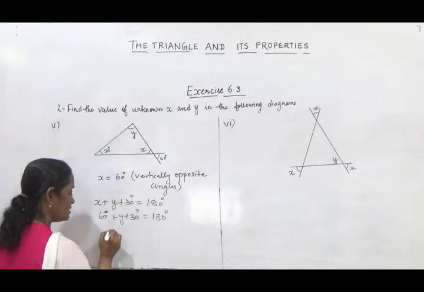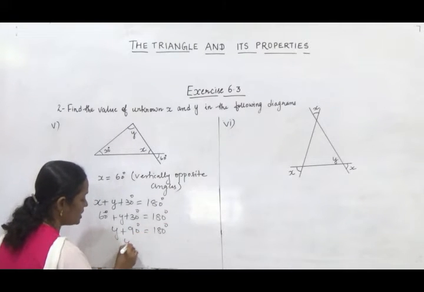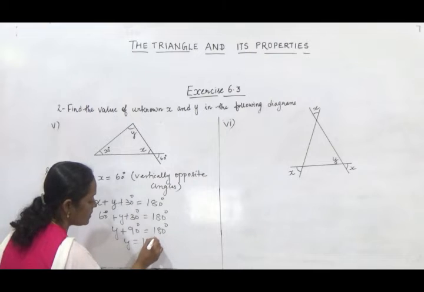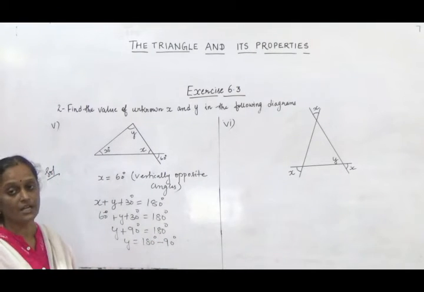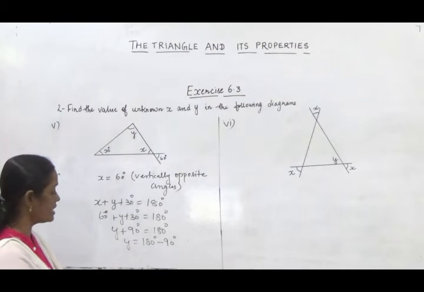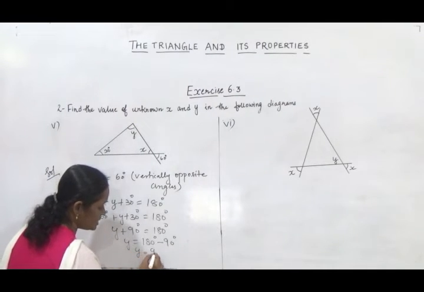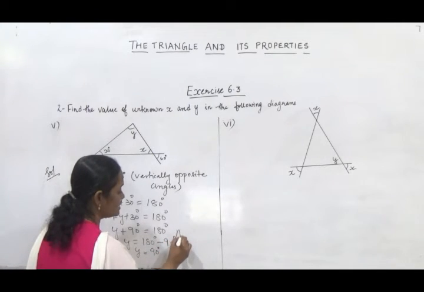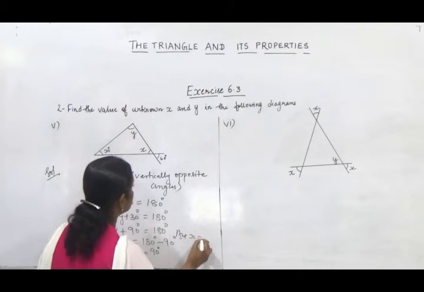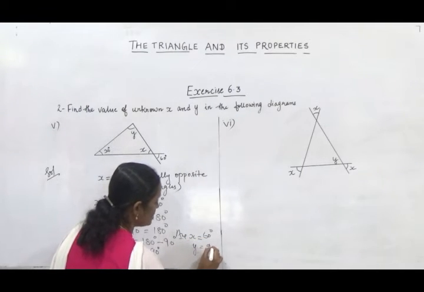That is y plus 60 plus 30 is 90 degree is equal to 180 degree, or y is equal to 180 minus 90. We have transposed plus 90 to the RHS, it becomes minus 90. So what is the value of y? Y is here 180 minus 90, it is 90 degree. So the answer is x is 60 degree and y is 90 degree.